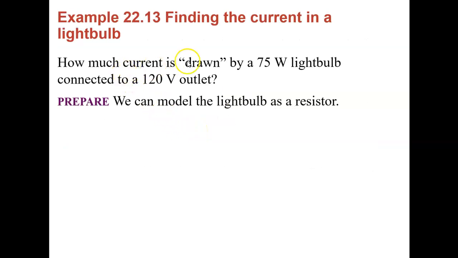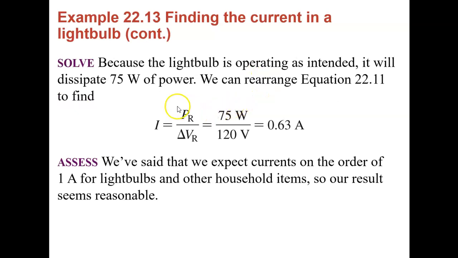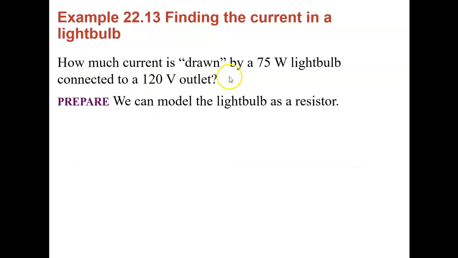So how much current is drawn by a 70-watt light bulb connected to a 120-volt outlet? All right, so the light bulb's a resistor. It takes current out of the circuit. So because the light bulb is operating as intended, it'll dissipate 75 watts of power. It says so right here.